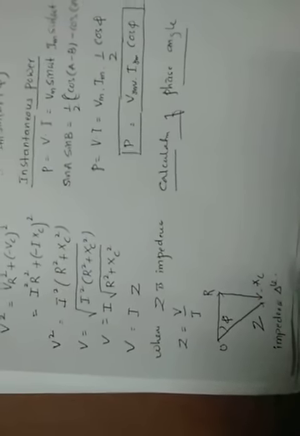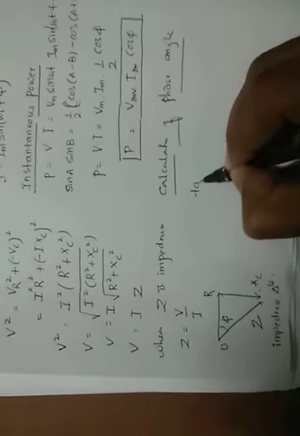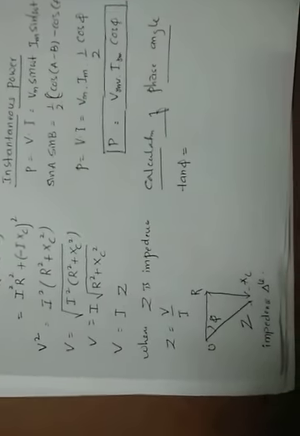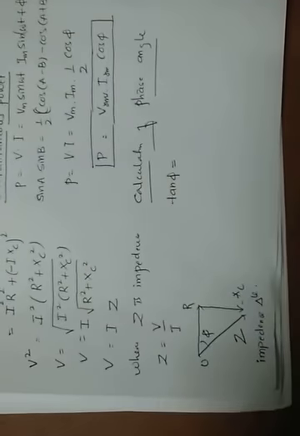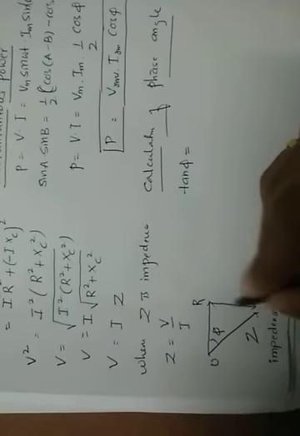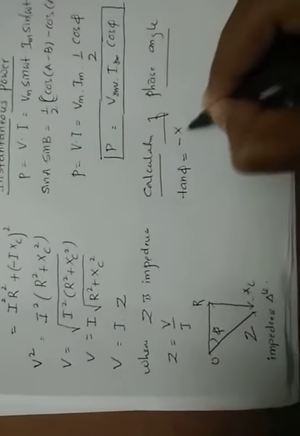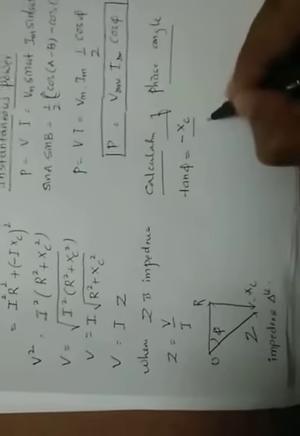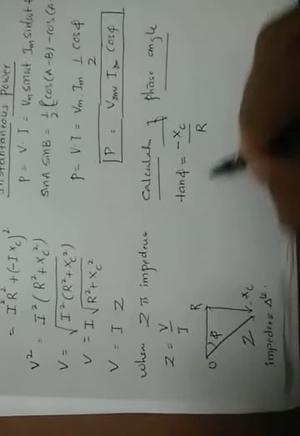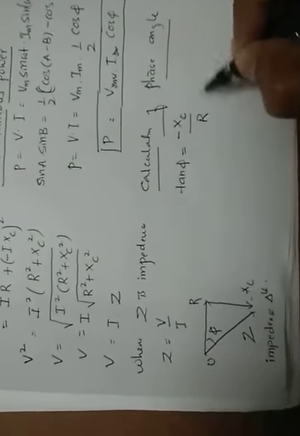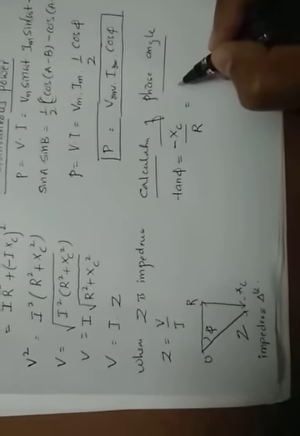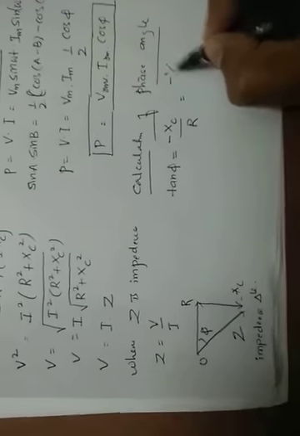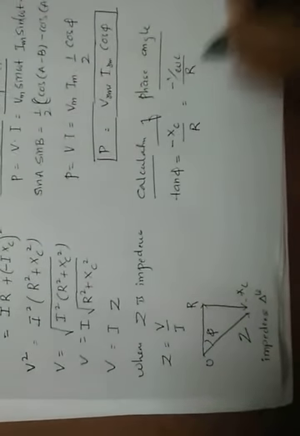For the phase angle, you can calculate tan phi here. Tan phi is nothing but opposite by adjacent. Which is opposite here? Opposite is minus Xc. Which is adjacent here? R. So tan phi is nothing but minus Xc by R. What is Xc here? It is 1 by omega C. So tan phi is equal to minus 1 by omega C by R.